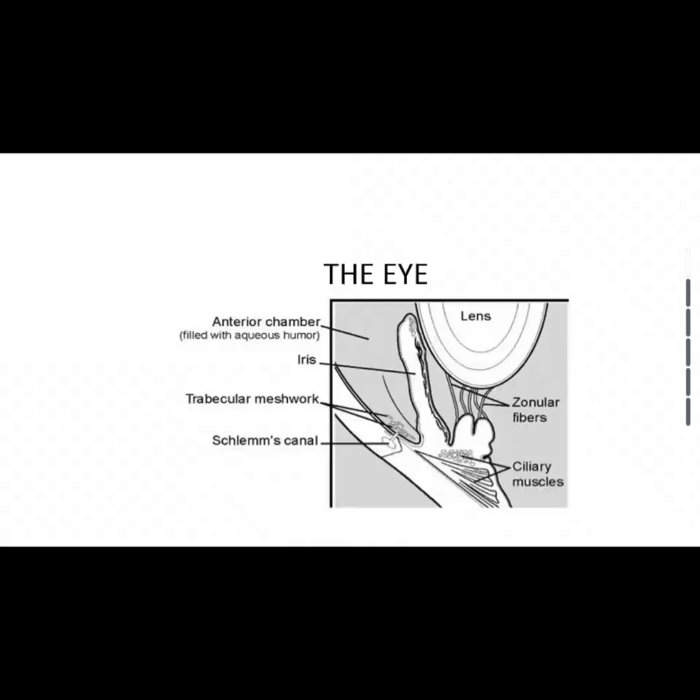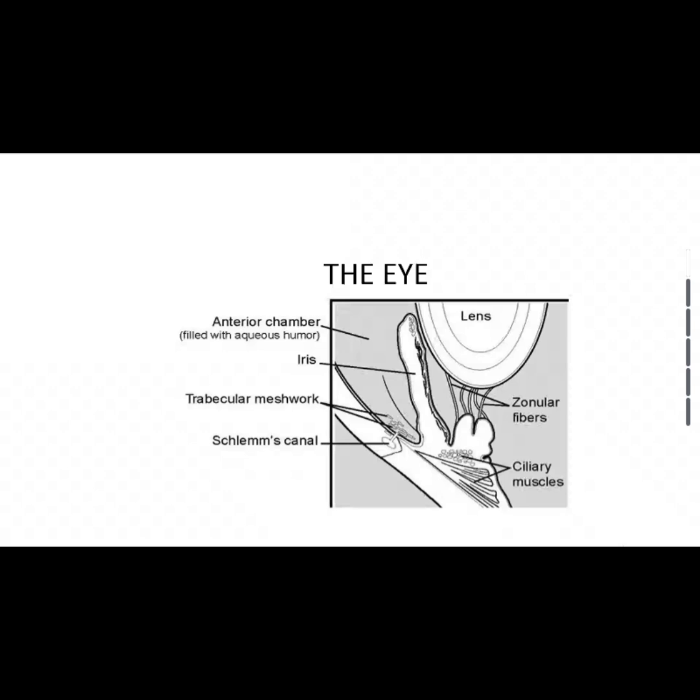So, more details on the eye. You can see the lens. Zonular fibers basically connect to the ciliary muscle. When the ciliary muscle contracts, the zonular fibers pull on the lens and make it thinner. And then when it relaxes, the lens becomes wider or bigger. It becomes more globular.